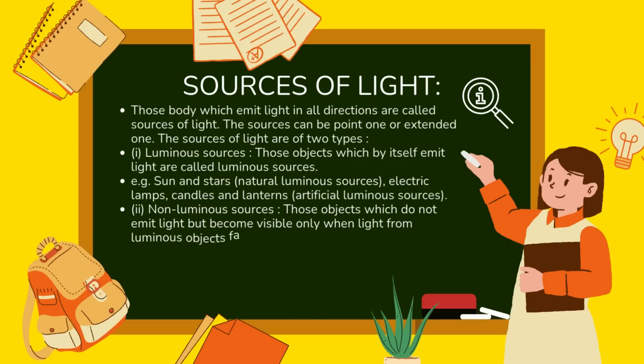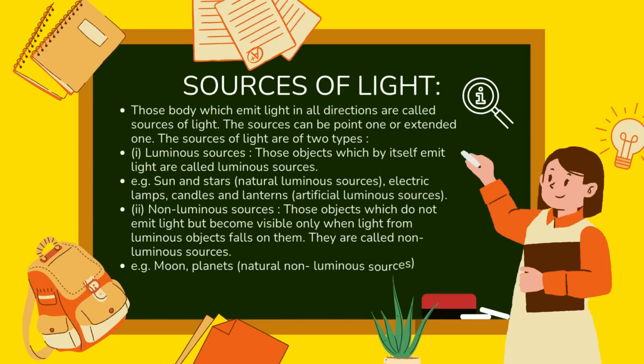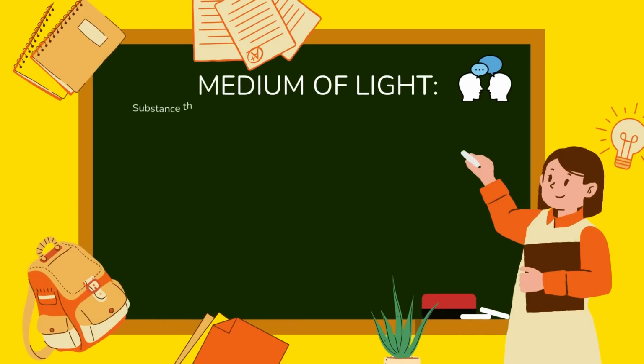2. Non-luminous sources. Those objects which do not emit light but become visible only when light from luminous objects falls on them are called non-luminous sources. Example: moon, planets, natural non-luminous sources; wood, table, artificial non-luminous sources, etc. Medium of light: a substance through which light propagates or tends to propagate is called a medium of light.